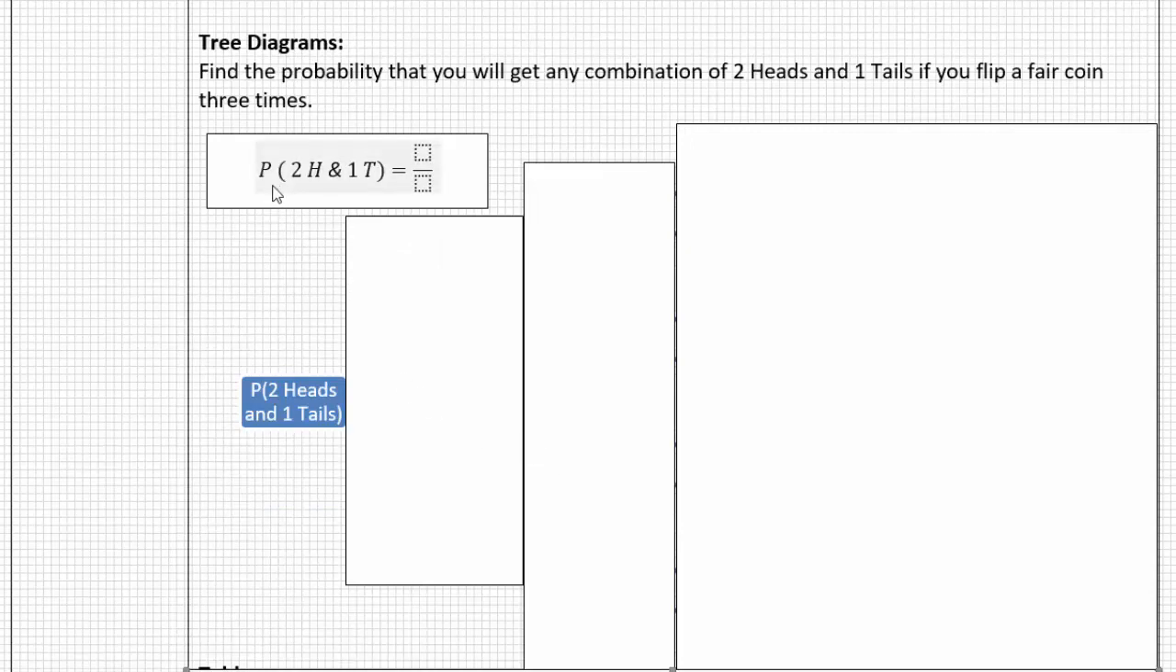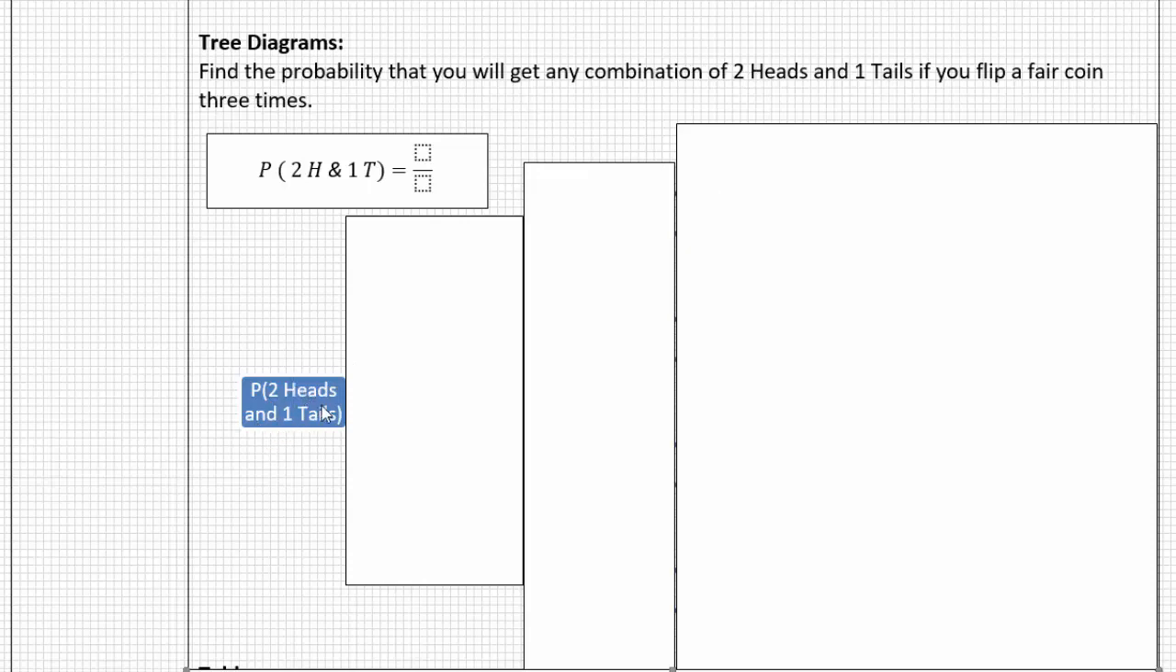Okay. So here I've written out the problem, the probability of 2 heads and 1 tails. We do need to be careful that it does say any combination. Some probability questions in compound events will state a specific order in which this has to happen, but this just says any combination of 2 heads and 1 tails. So here we're going to have our starting point.